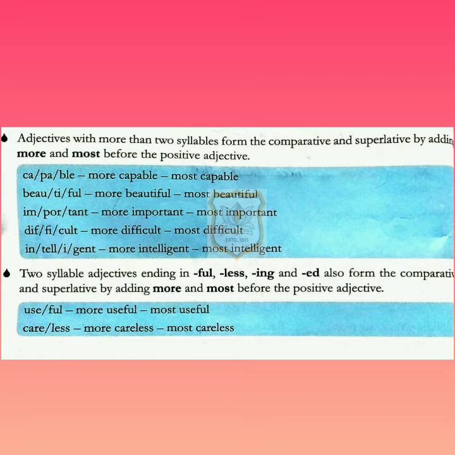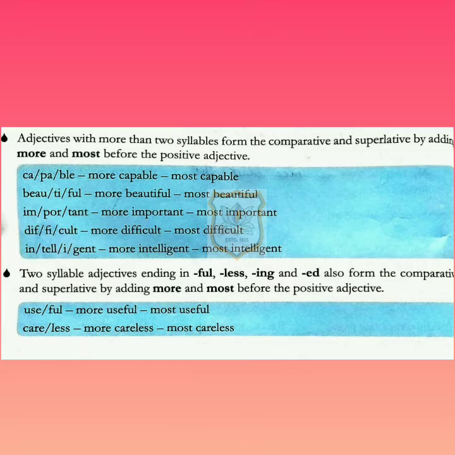Two syllable adjectives ending in ful, less and ed also form the comparative and superlative by adding more and most before the positive adjective. So, more useful, most useful, more careless, most careless. So, here in the comparative and superlative degree, what we are doing is adding more and most before the positive adjective.